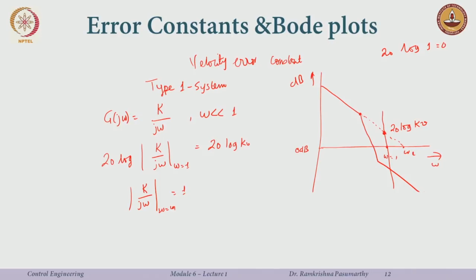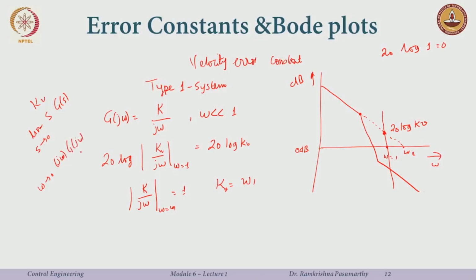So, I will ask myself what is the frequency at which the magnitude of k over j omega goes to 1? Well, that turns out to be k equals omega 1, right. And what is this k? This k is essentially my Kv, right. All these are Kvs. So, what is Kv? Limit s tends to 0 of s times g of s, or similarly the limit as omega goes to 0 of j omega g of j omega.